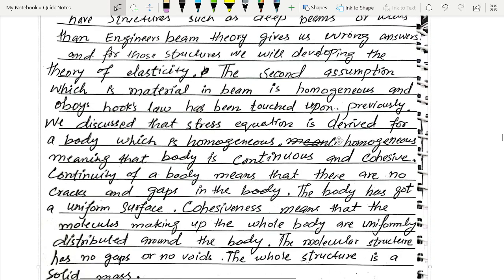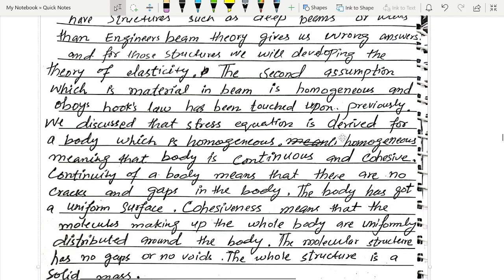The second assumption is that the material is homogeneous and obeys Hooke's law. The homogeneity of a material means that the material is continuous and cohesive. In the last video we talked about that concept. The molecular arrangement of the material should be such that it shows the properties of being cohesive and continuous.